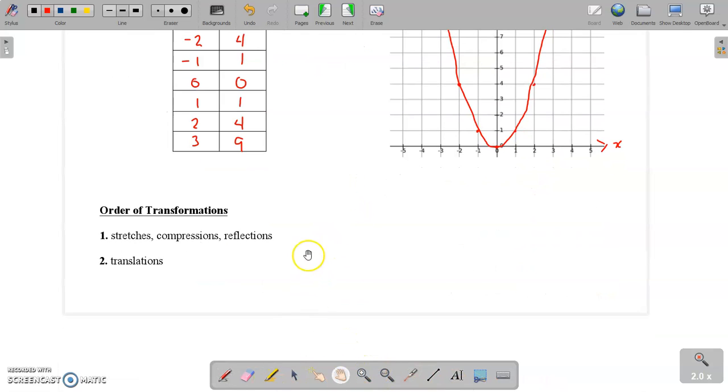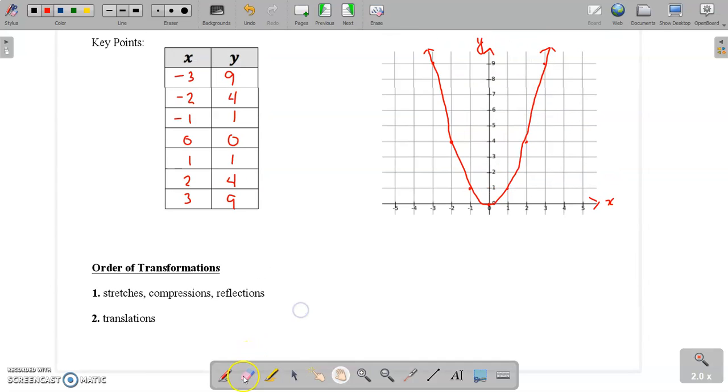And as a reminder as well, the order of transformations would be stretches, compressions, reflections, which are your a and your k values, and translations, which are your d and c values. So you would have a, k, d, c. And then we'll show examples of this on the following pages.